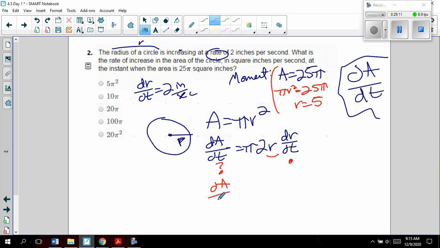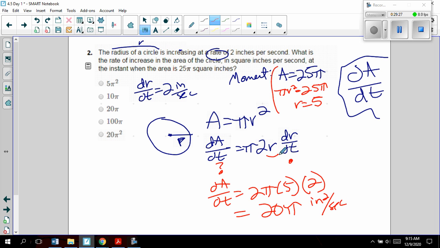So dA/dt is, I'm going to just reorder a little bit, 2 pi times 5, and then this was 2. Simplifying that out, you get 20 pi. And now it would be in inches squared per second, because 2 was in inches per second and radius was in inches, so that's where the inches squared came from. Okay. All right, hopefully these started to give you the idea.